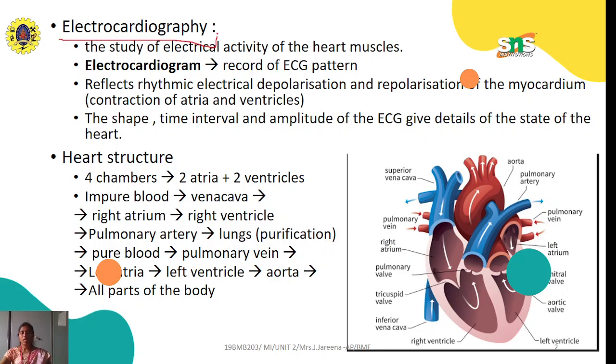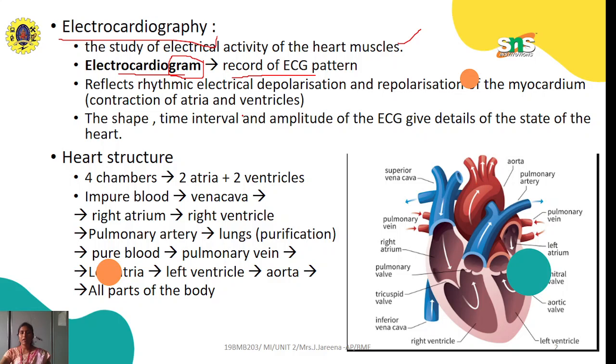This is the technique which is used to study the electrical activity of the heart muscles. Okay, so the output which you get from this device is nothing but the electrocardiogram. The word ending with "gram" is the output or the result which you get from the device, so it says the recording pattern of ECG. This electrical activity represents the function of the heart muscles, that is, the status of the heart muscles.